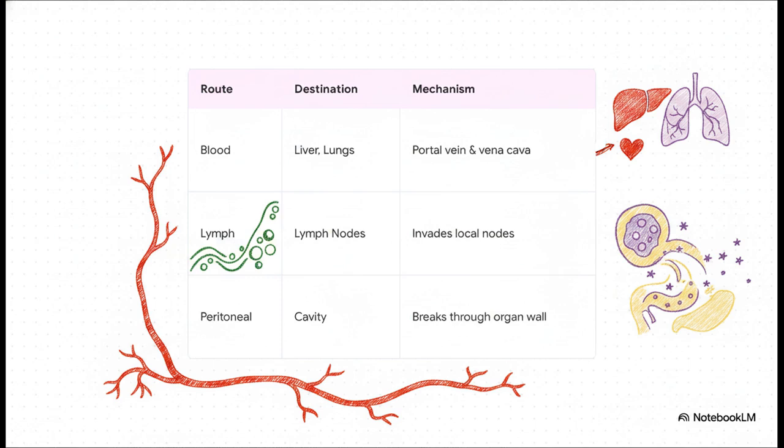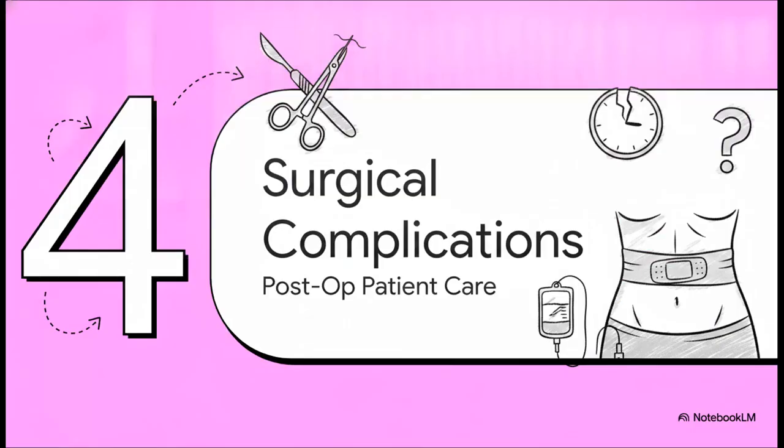If the cancer travels through the lymph system, it invades local lymph nodes, which blocks fluid absorption and causes localized swelling. And finally, peritoneal dissemination happens when the tumor literally breaks right through the outer wall of the intestine, scattering cancer seeds throughout the abdominal cavity, which eventually causes peritonitis. Where the cancer has spread dictates our treatment. For localized disease, surgery is the primary intervention.